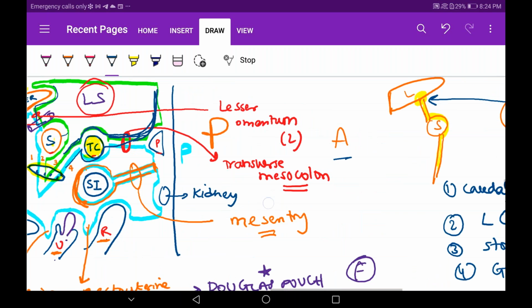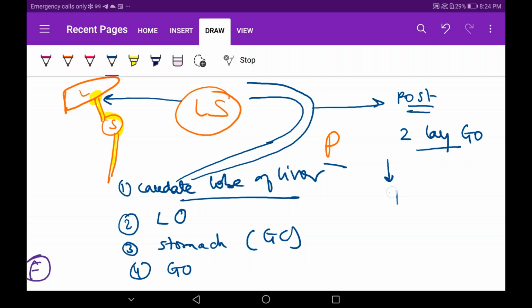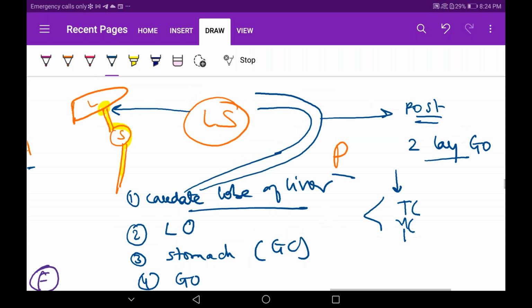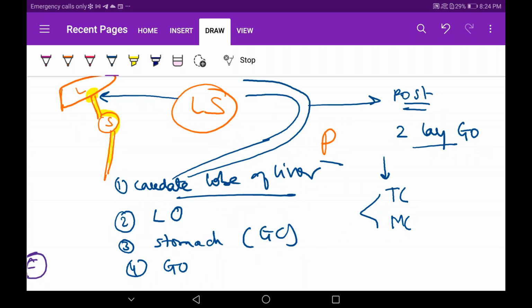So what have I told you about the posterior aspect? Posterior aspect, nothing is there. You only have to tell that these two layers are coming behind. Which two layers? What you have to write is two layers of the greater omentum. And if you want to write more, you can tell that these two layers are engulfing the transverse colon and mesocolon also. Okay, this is the posterior relations. That's all, the anterior wall and posterior wall attachments. These two only you have to tell. There's nothing much. Lesser sac is over.